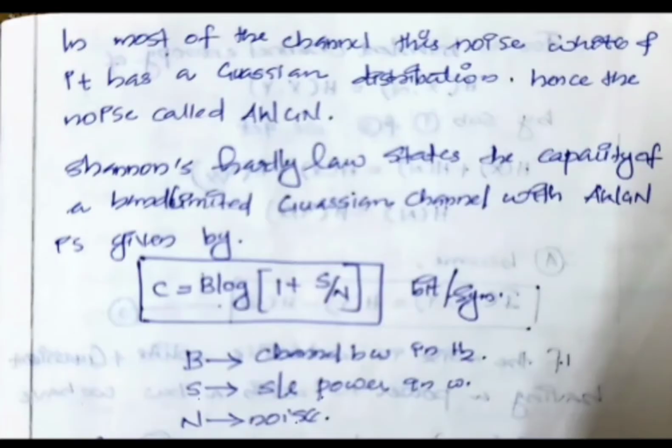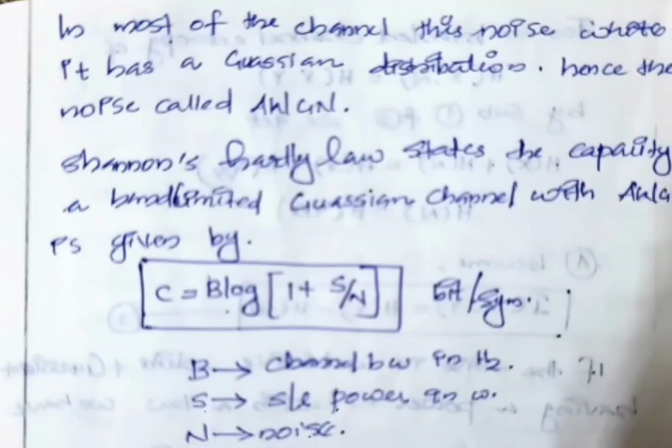Shannon-Hartley law states that the capacity of a band-limited Gaussian channel with additive white Gaussian noise is given by C is equal to B log of 1 plus S by N bits per symbol. This is the equation for the Shannon-Hartley theorem. Here B is the channel bandwidth in hertz, S is the signal power in watts, and N is the noise power. Now we can discuss the proof for this Shannon-Hartley theorem.